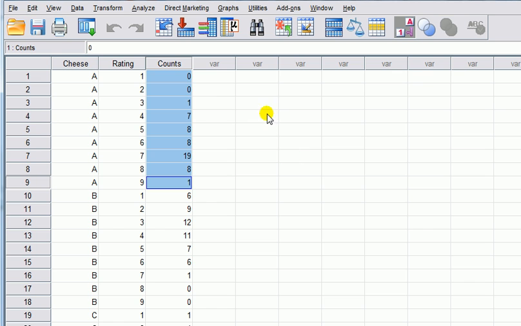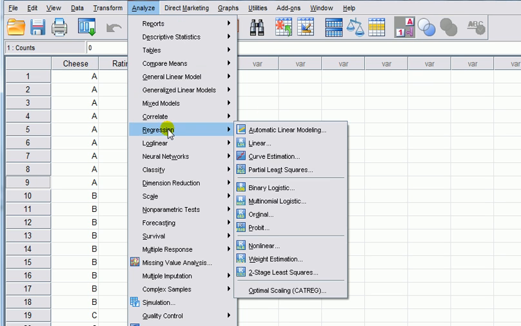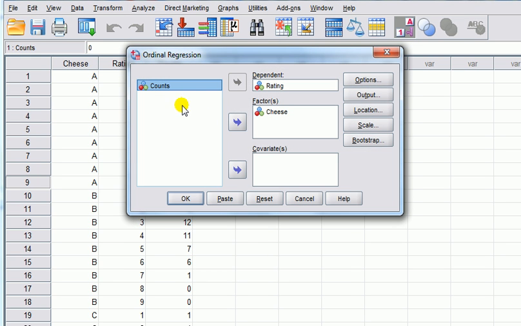Okay, now I run the regression, and you do it as follows: analyze, regression, ordinal, and then you move the dependent variable, here being rating, to dependent. I have cheese. Now there's 4 types of cheese. It's a categorical variable, so I move it into factors rather than into the covariates. If I had a variable that were continuous, I would move that into the covariates box rather than the factor box. Okay, next I go to options.